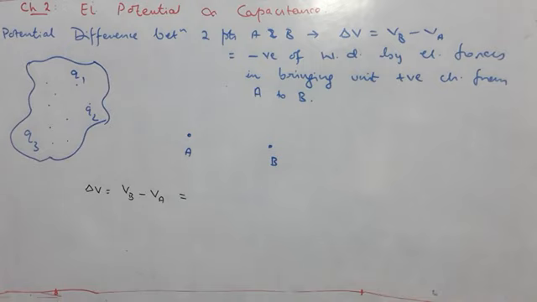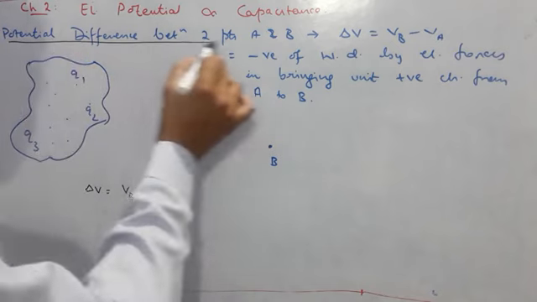As I've told earlier, today we would discuss the second chapter of our NCERT textbook, which is electrostatic potential and capacitance. Under this chapter, the first topic that I would like to discuss today pertains to potential difference between 2 points. That is a very important concept. So we will first discuss about this.